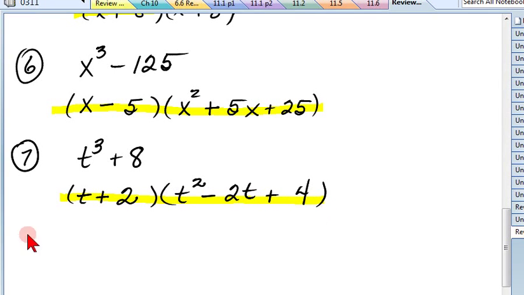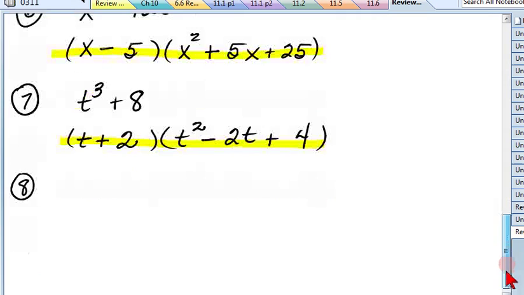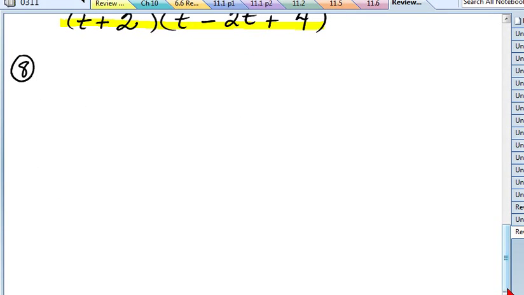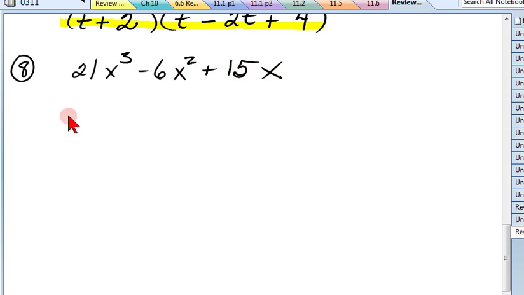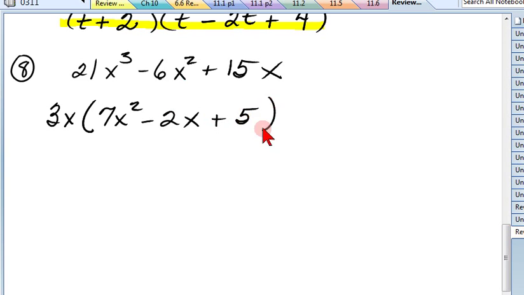All right, number 8. I have 21x cubed minus 6x squared plus 15x. Is there a common factor? 3 and x. So 3x is a common factor. It goes into the first one, 7x squared times. It goes into the next one, minus 2x times, and it goes into the last one, 5 times.